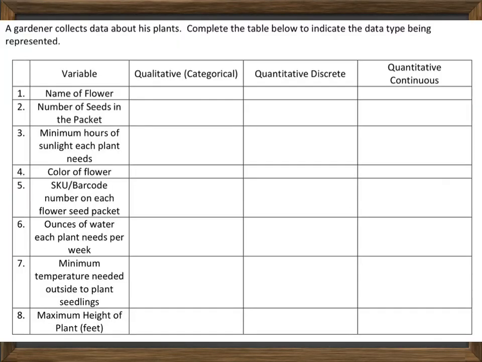Let's begin. The first question asks us to identify each variable as either qualitative/categorical, quantitative discrete, or quantitative continuous. So before I proceed, I'm going to remind myself that qualitative or categorical data is acting as a label. That means it's not counting anything, it's not measuring anything, it's just labeling it. Quantitative discrete counts things. And lastly, quantitative continuous is a measure.